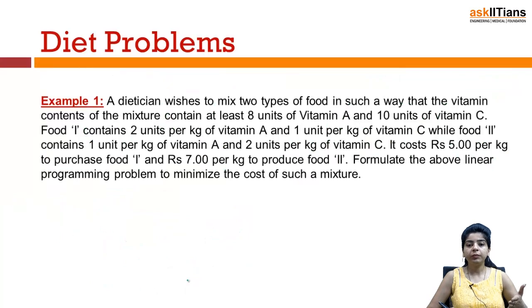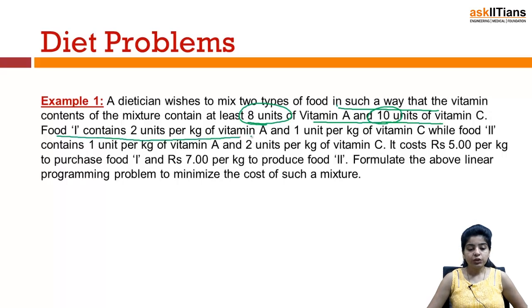Now this was the optimal product line problem. Now we have diet problems, and these are also quite similar. In case of diet problems, the first one says a dietitian wishes to mix two types of food in such a way that the vitamin contents contain at least 8 units of vitamin A and 10 units of vitamin C.